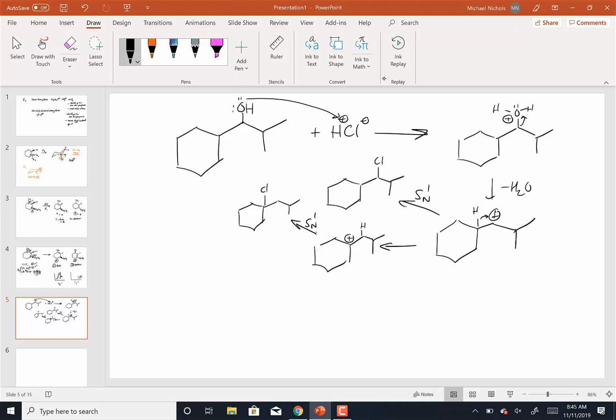Is that the only possible carbocation rearrangement I could have? No. I could end up with this carbocation, with that hydrogen shifting on that side, and what would I end up with there? I would end up there with that carbocation. And what could happen there? I could do SN1 and I could end up now with the chloride there.